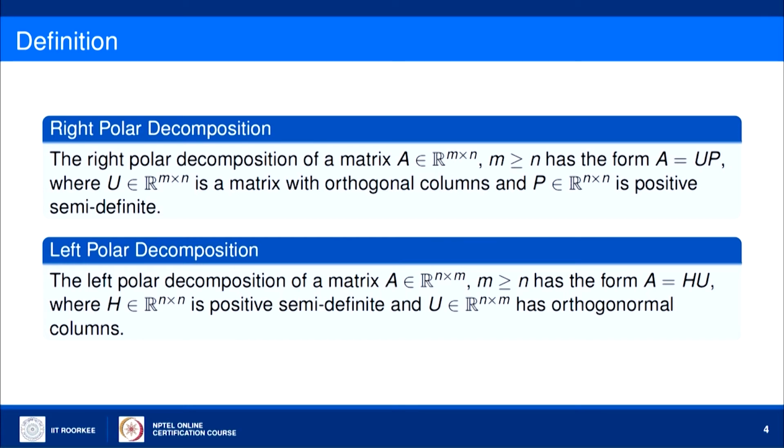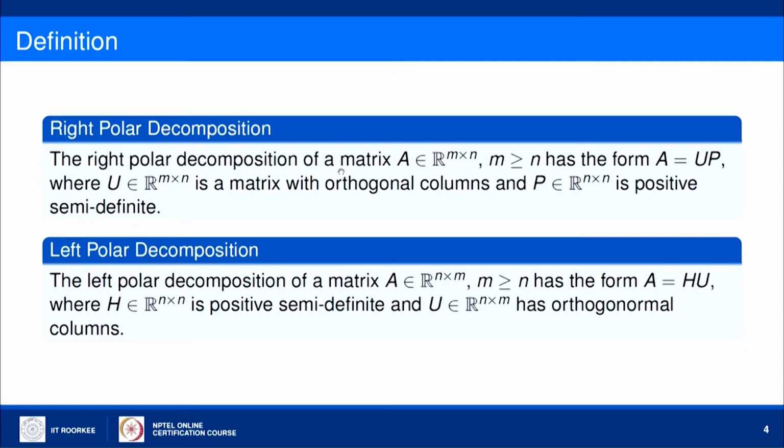So, here U is an m by n matrix with orthogonal columns, meaning if you take the dot product of its columns, it will be 0, and P will be an n by n positive semi definite matrix. In the same way, we can define the left polar decomposition in the case when the matrix has more columns than rows.